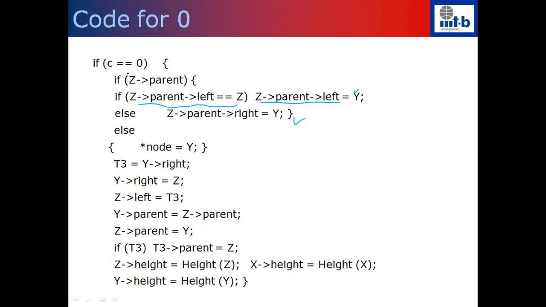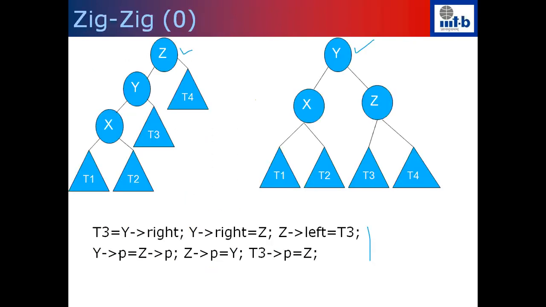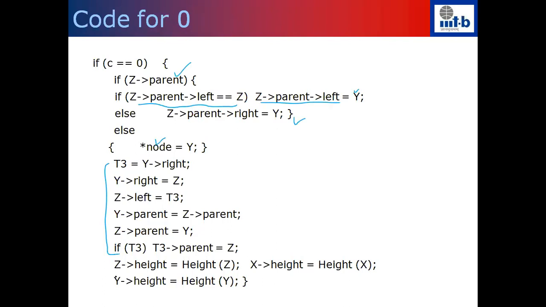See, if z's parent is a null pointer, that means that I am at the root of the AVL tree. In that case, I want to set the root of the subtree as y. Otherwise, after that, the pointers that you have written here are exactly the pointers that I have written in the previous slide. I just copied them here. These are the pointer changes that are required to make this rotation.